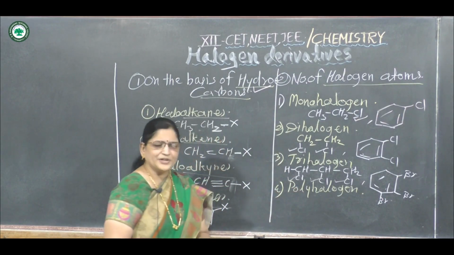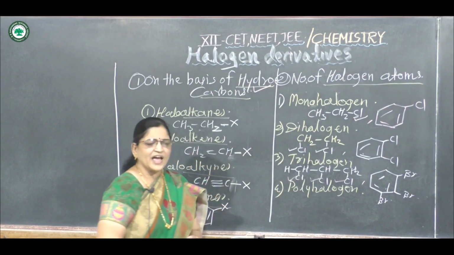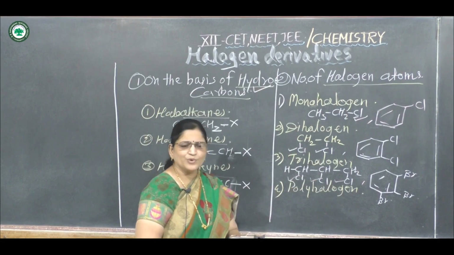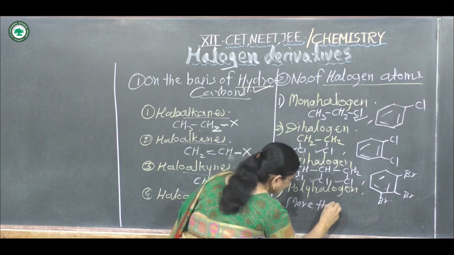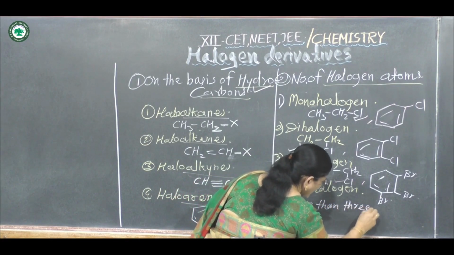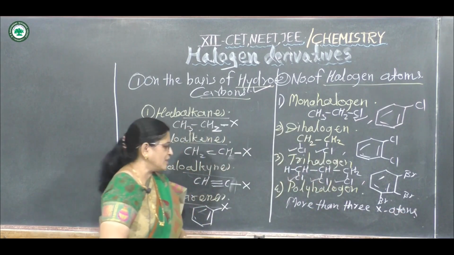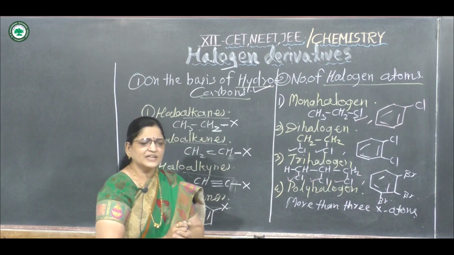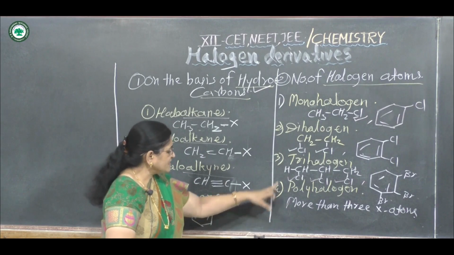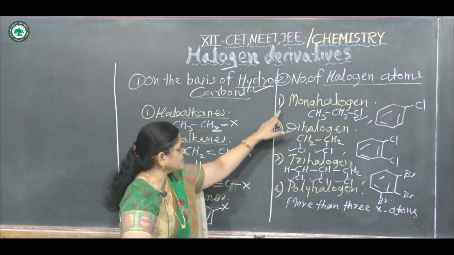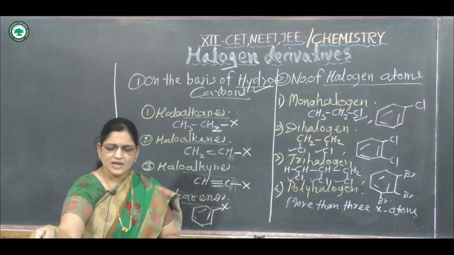Then a polyhalogen derivative means a compound containing more than three halogen atoms. Compounds containing more than three halogen atoms are called polyhalogen derivatives. One example of an aliphatic compound is given here. That is the name of this compound. These are classified as monohalogen, dihalogen, trihalogen and polyhalogen compounds.